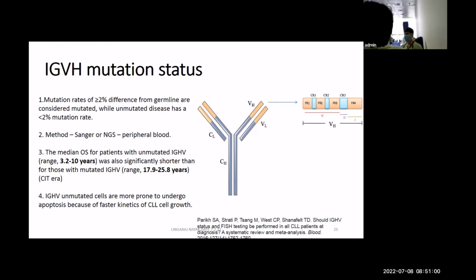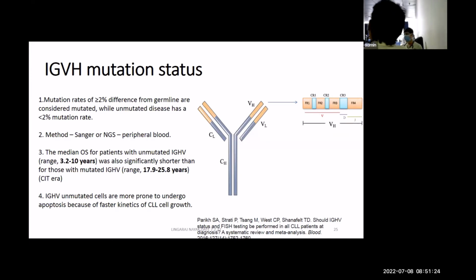And you know how significant it is. If you see the era of chemotherapy, the difference in outcome between mutated and unmutated is huge. The median survival is 3 to 10 years. There are various data, I just clubbed it together, so 3 to 10 years. When you see mutated, the survival is 17 to 25 years. So we are talking about two different diseases now, right? With a phenomenally different outcome if you just know whether they are mutated or unmutated.